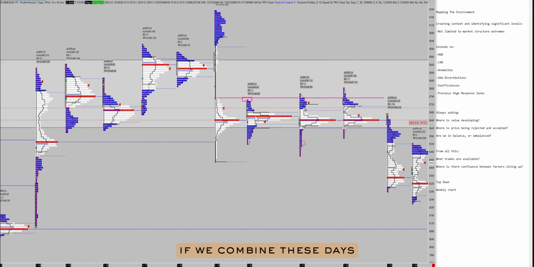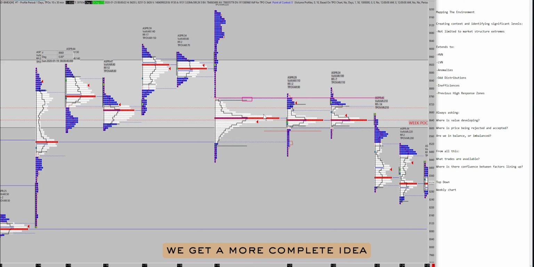And this is, mind you, if we combine these days, we get a more complete idea. So the market ends up on the second day closing more towards the midpoint, and again, as I said, after a double distribution, stays in relative balance for that first day. Okay, the next 2 days are a little bit more telling. So where is value developing? Our significant levels, again, single print. The point of control for that weekly point of control is still being respected even on this intraday composite level.